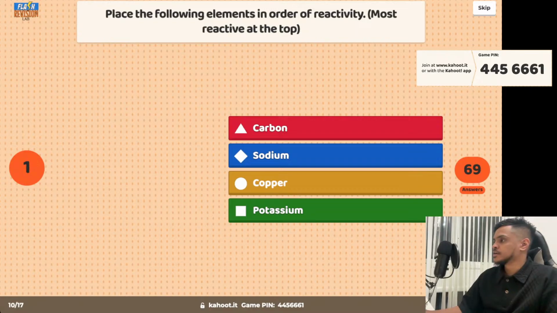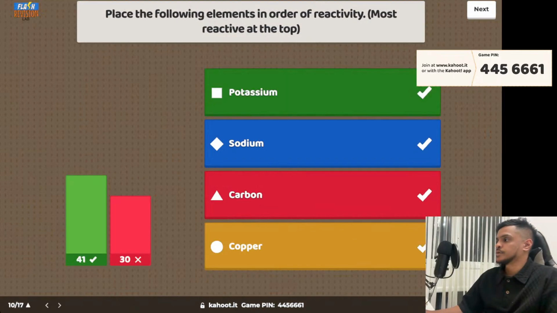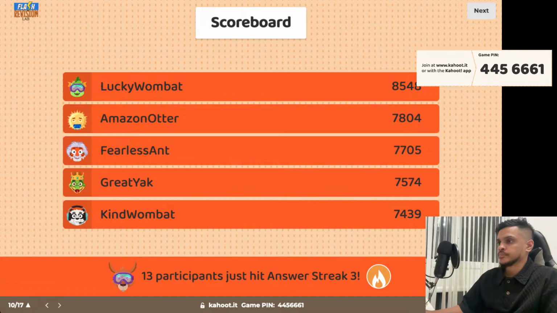Okay, 2 more seconds. There we go. Potassium at the top, then sodium, then carbon, then copper underneath. That's the order, guys. 41 of you got that correct. Well done.